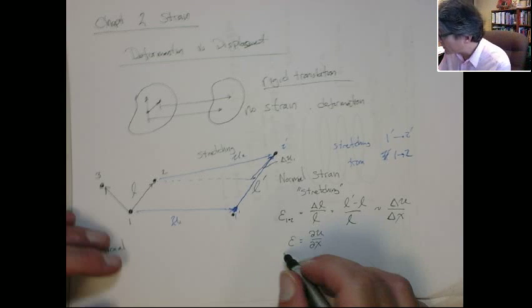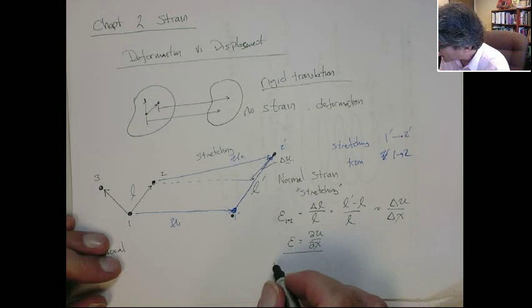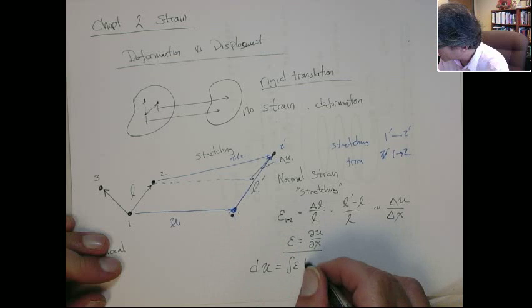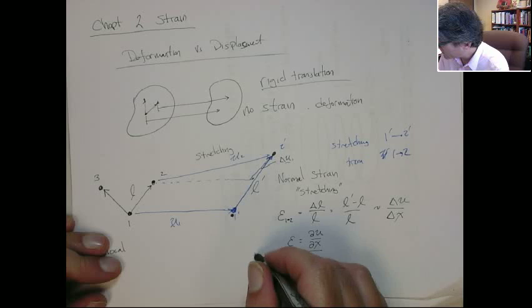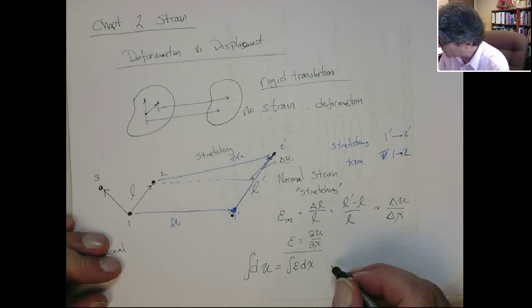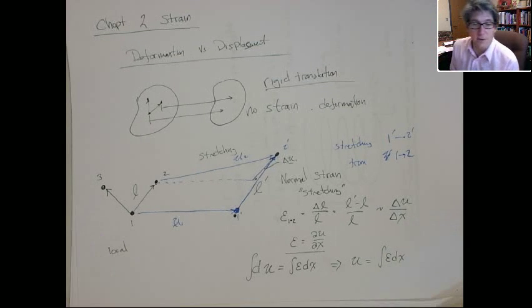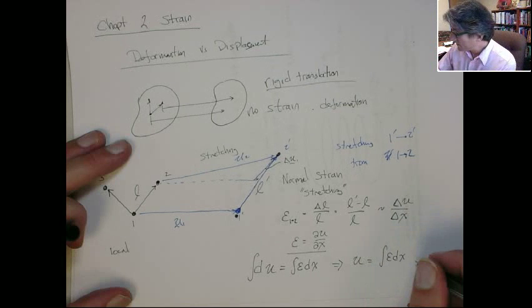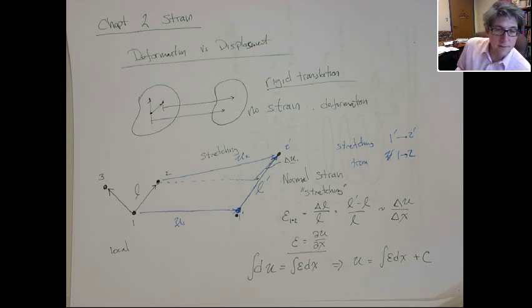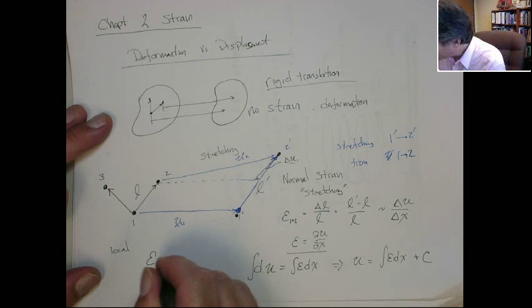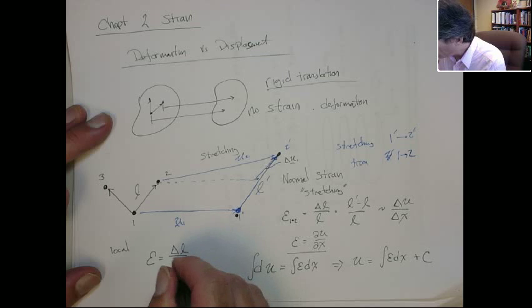We won't use this too much, other than we can actually get the displacement by integrating both sides, and this will give you that the displacement is equal to the integral of the strain dx, with a constant of integration and so on and so forth. So we'll use it in that sense. But the important thing is to understand that this normal strain is the change in length over the original length.